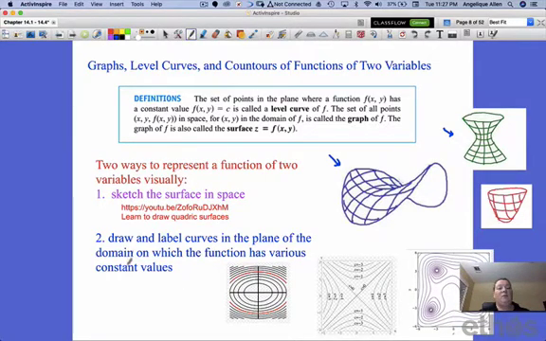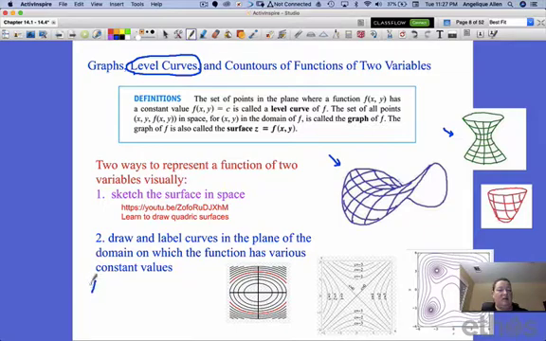All right. Another way we can represent a function of two variables is with level curves. Draw and label curves in the plane. Okay, so these are level curves. So there are graphs, like here. Level curves.